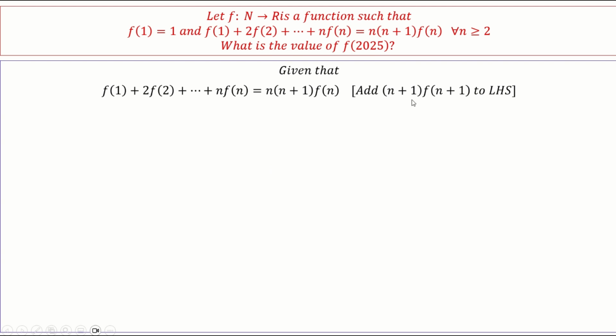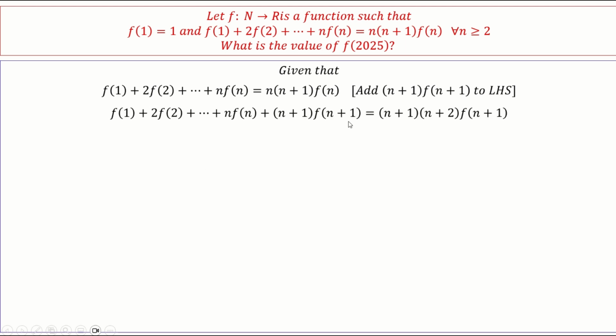Now add n plus 1 into f of n plus 1 to the LHS. I'm adding one more term, n plus 1 into f of n plus 1. Then it will be equal to, already n into n plus 1 into f of n is the value up to n. So it is up to n plus 1, so it will become n plus 1 into n plus 2 into f of n plus 1.